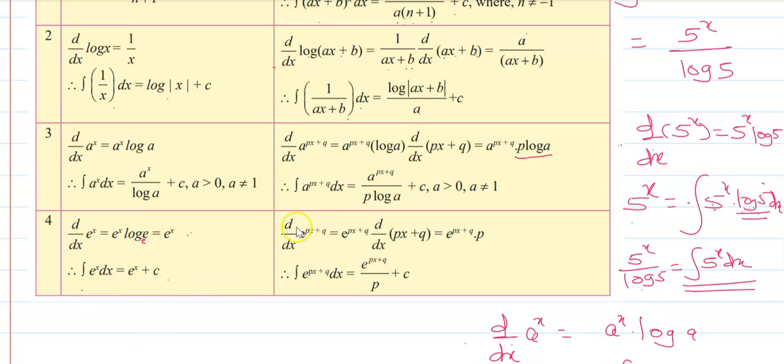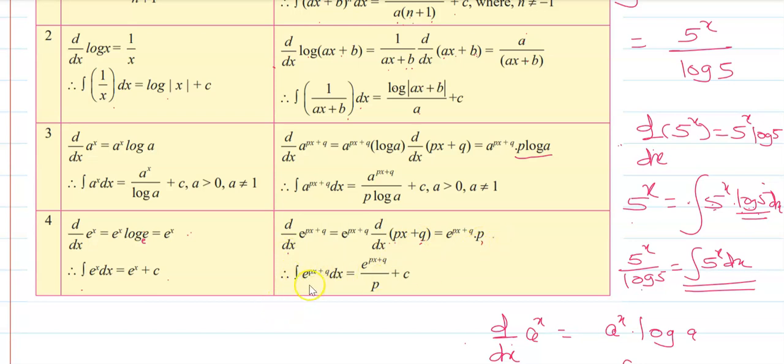It is the simplest function. d/dx of e raised to px plus q is equal to e raised to px plus q into d/dx of px plus q. It is a composite function, and hence the derivative of px plus q is p. Again, p is multiplied here, so when it goes to the other side, it gets divided.